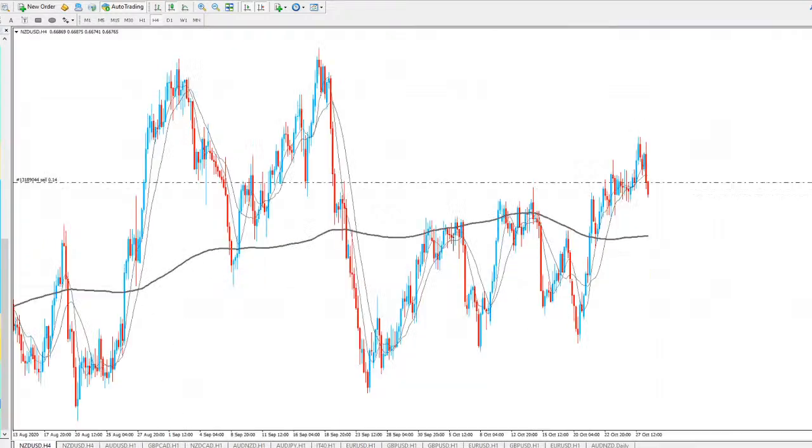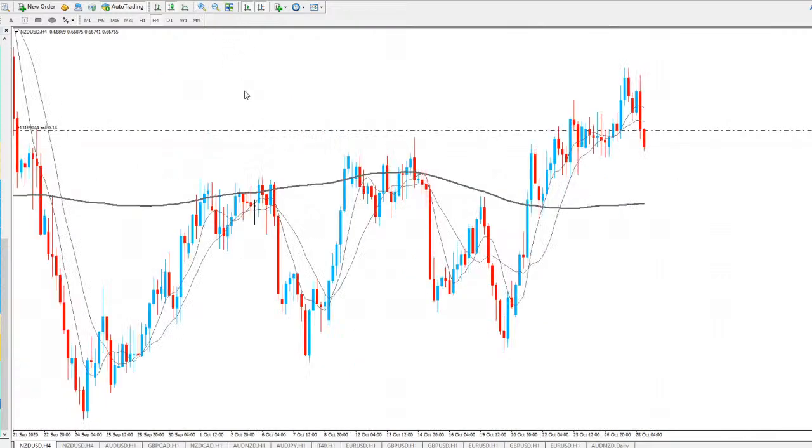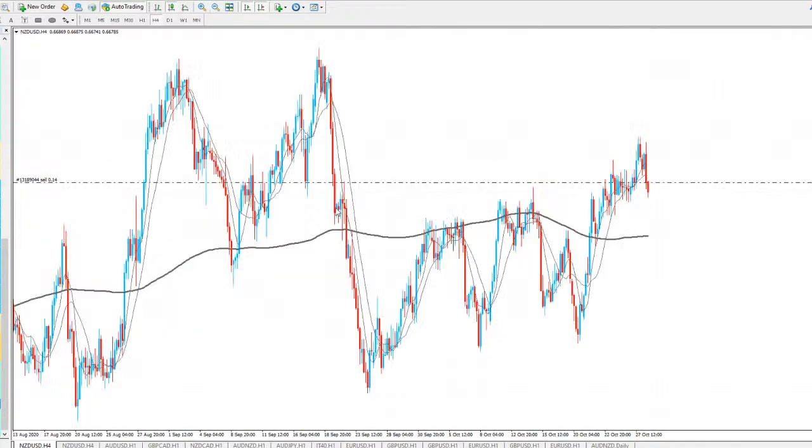Okay, so for this one, I got into a short trade. I also handed out a short trade on my Telegram channel. At 9 AM I gave out a short trade, and you can see that we had a nice bearish candle closing below our moving averages as well.